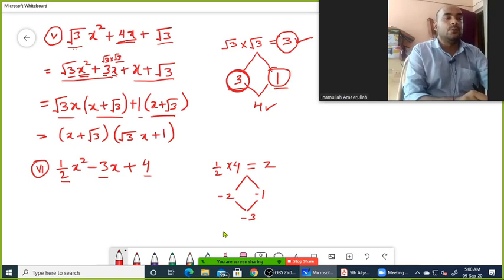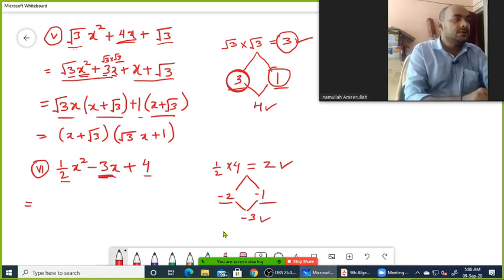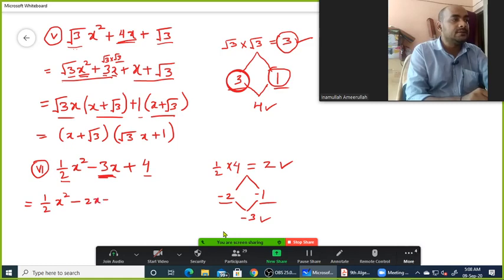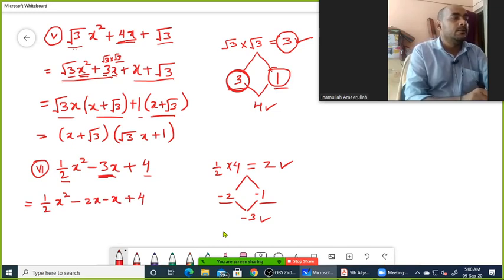So when I'll multiply negative 2 with negative 1, I'll get positive 2, and when we add negative 2 with negative 1, we will get negative 3. So required linear factors are minus 2 and minus 1, which we can substitute on the place of middle term. So this can be written as 1 by 2 x square minus 2x minus 1x plus 4. Then these can be categorized together, first two and last two.